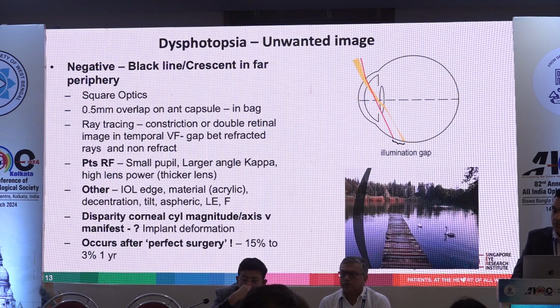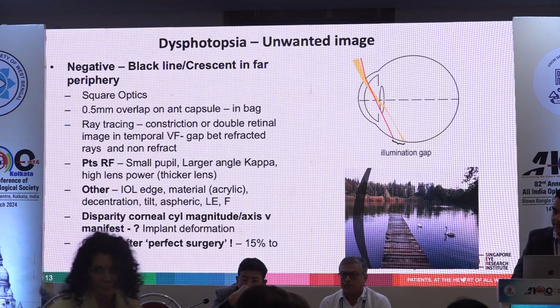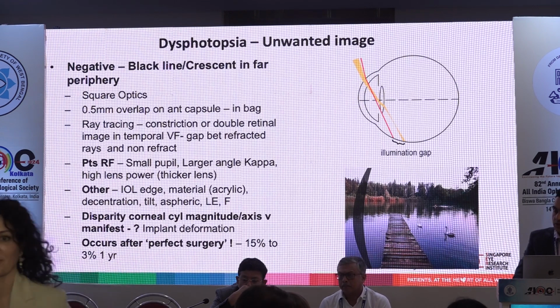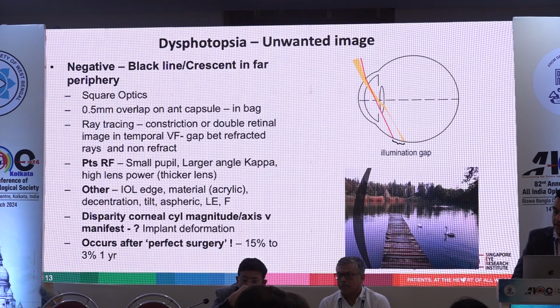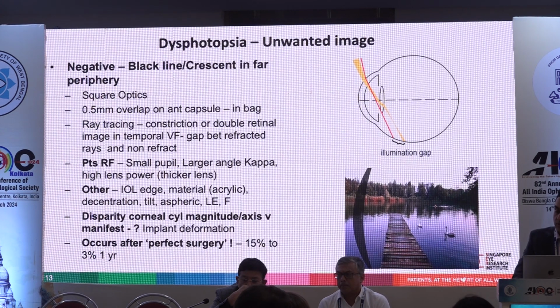So this is negative dysphotopsia, and of course this relates to this blank, the gap in the field of vision, and often you see this with the edge effect of the lens itself, but it does improve with time, between 15 to 30% over about 1 year.